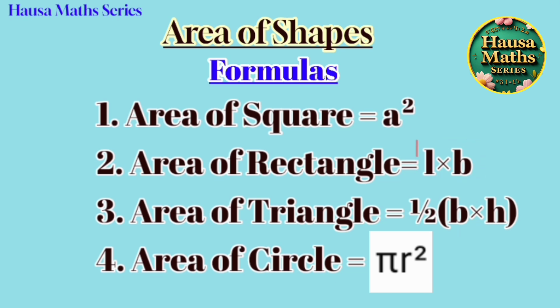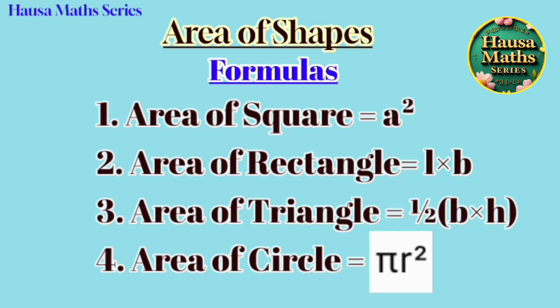Number three, we have area of triangle. The area of triangle is 1 divided by 2 multiplied by base times height. If you know the base and the height of the triangle, we just multiply them and divide by 2, which is the area of each and every triangle. The last one, number 4, area of circle. If you want to find the area of circle, you need only to know the radius. If you know the radius, you just square it and multiply it by the value of pi, which is 22 divided by 7.